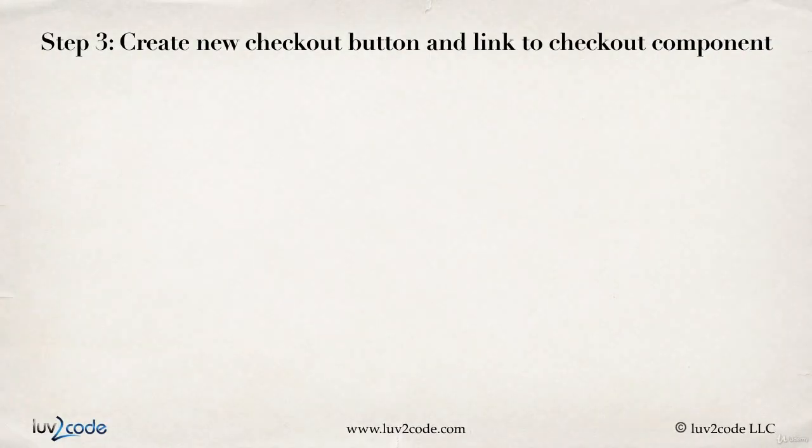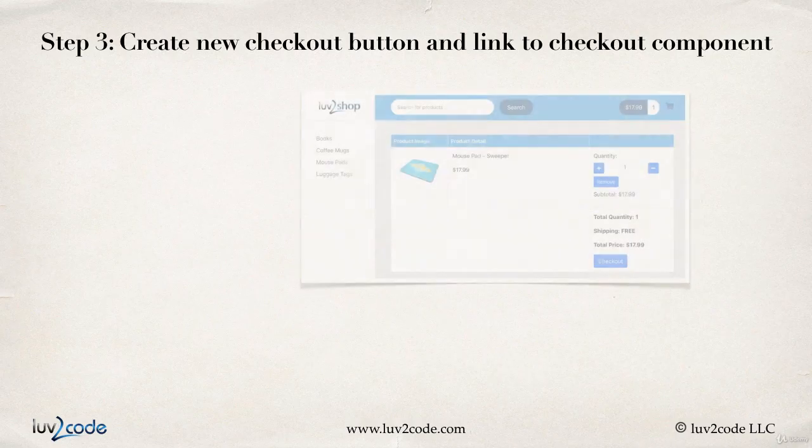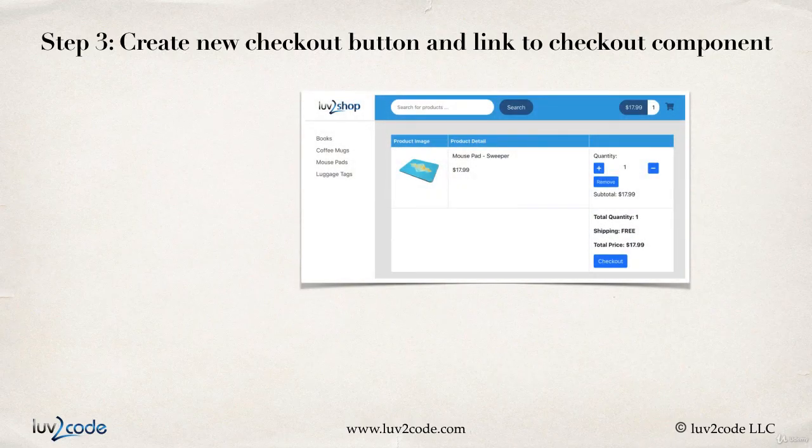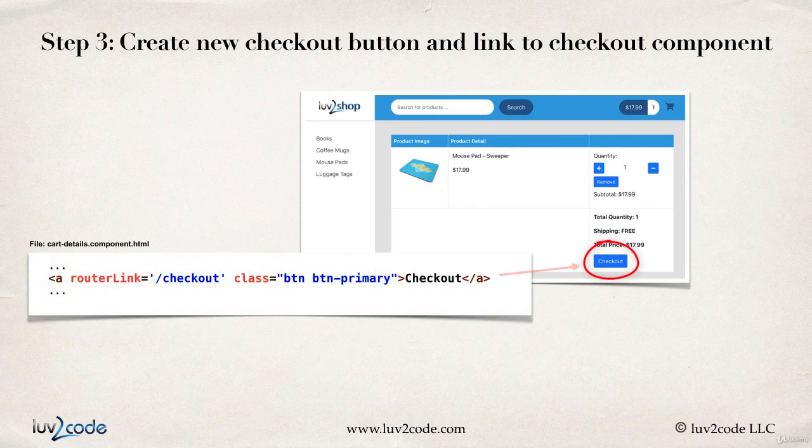And then in step 3, we're going to create a new checkout button and link to the checkout component. So on our cart details page, where we have all of our cart items, we have a new button here, checkout. And so that'll actually link over to that router link that we just created, /checkout. And that'll take us to our given checkout form that we're going to create.